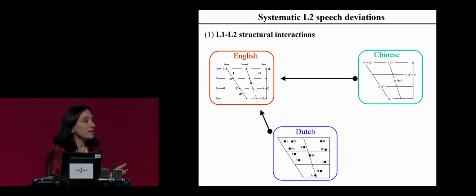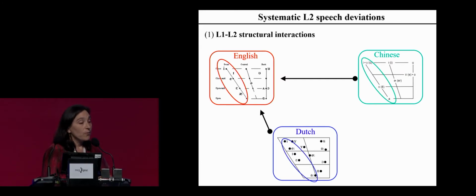These are the phonemic vowel systems of these three languages. I want to draw your attention particularly to the front vowels. What we can see is that English is very crowded and complicated for those front vowels. Notice that Chinese, in contrast, has only three vowel height levels in the front vowels. Dutch also has a good number, about five front vowels, but they're arranged slightly differently along this front vowel range, compared to English.